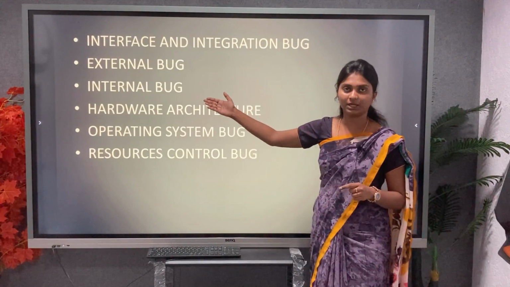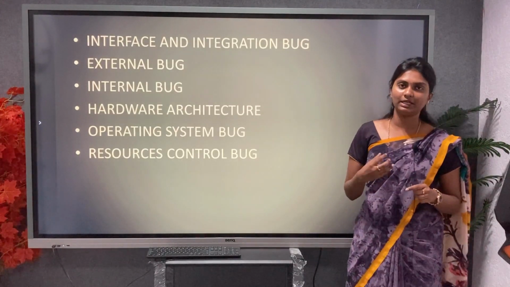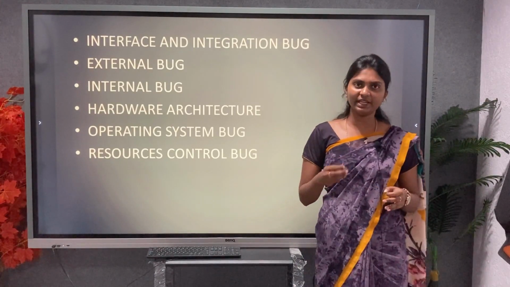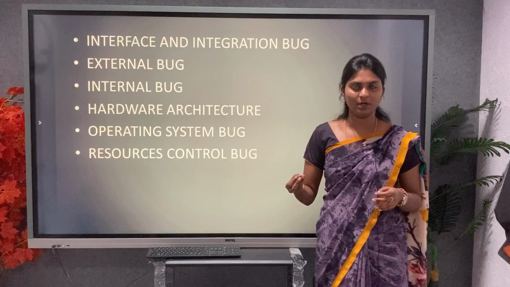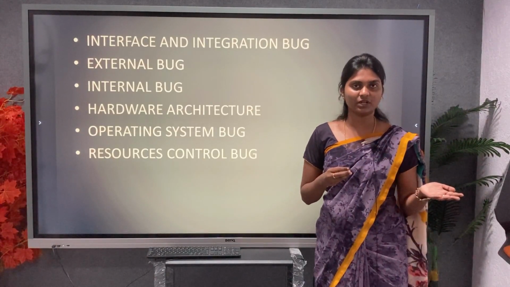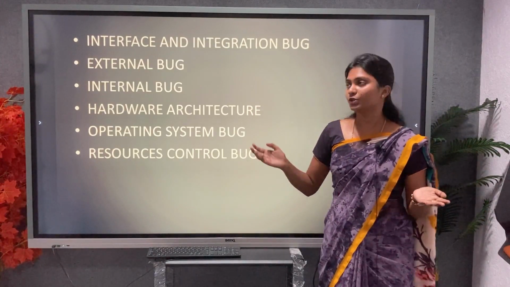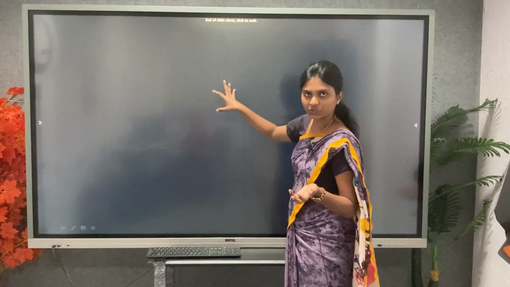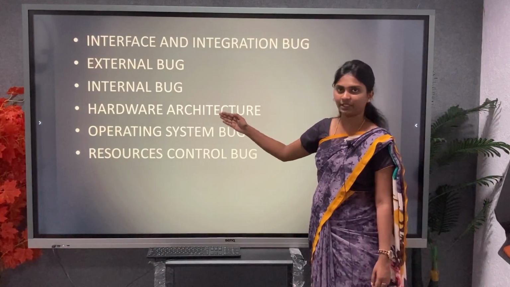Next, internal bug. Internal bug means what? Suppose we are developing an internal structure for student marks. Internally we are developing, but externally they have to write the same. If he doesn't have the internal structure, he will not continue with the external, right? So the internal bug and external bug are connected to each other.